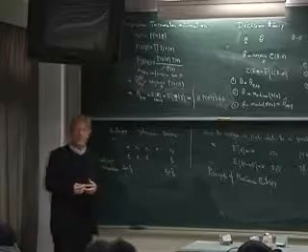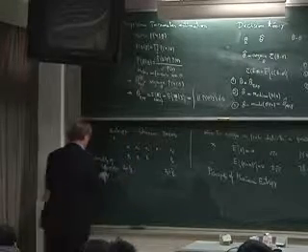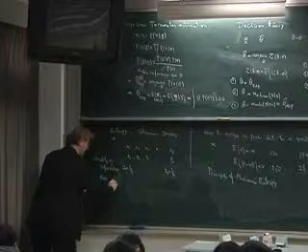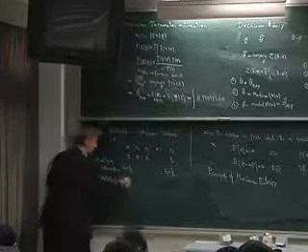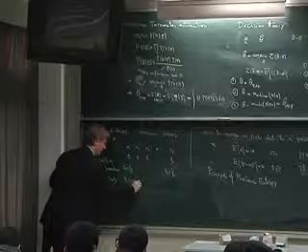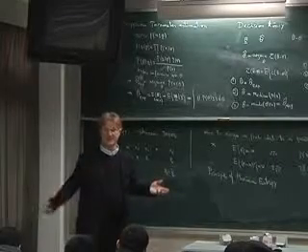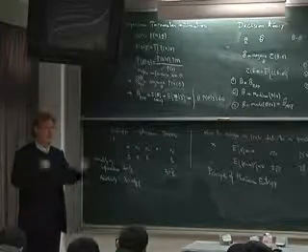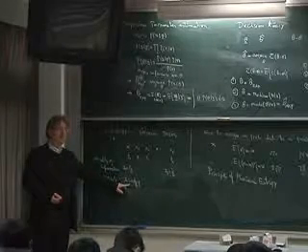Taking the logarithm makes the quantity of information additive. Additivity. We are going to define the quantity of information not as 1 over P, but as minus log P. Logarithm of 1 over P is minus log P. And in this case, if I have two events, the quantity of information will be additive. So I have defined what the quantity of information is.